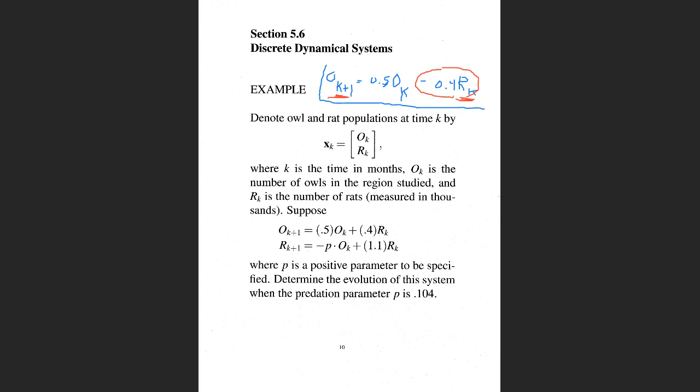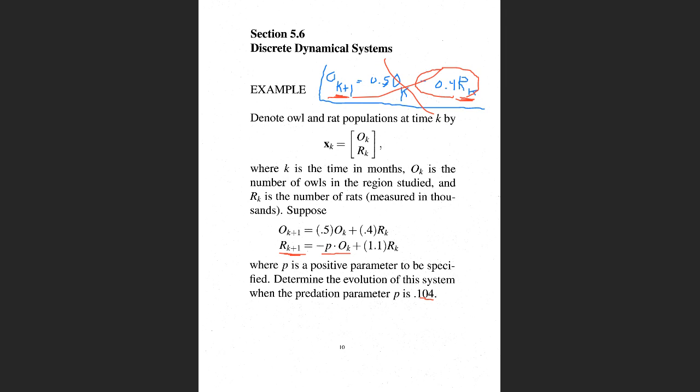That's a contradiction, because why? What do the owls do to the rats? They hunt the rats. So if there's a lot of rats around, that's going to help the owls. So, of course, that wouldn't make sense. But now if we look for the number of rats next month, that will be negatively affected by the number of owls. That's why you have a negative p, and p is 0.104.